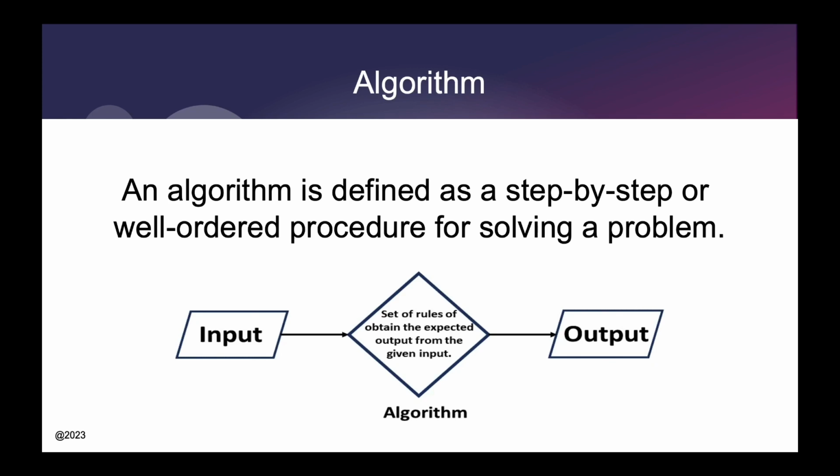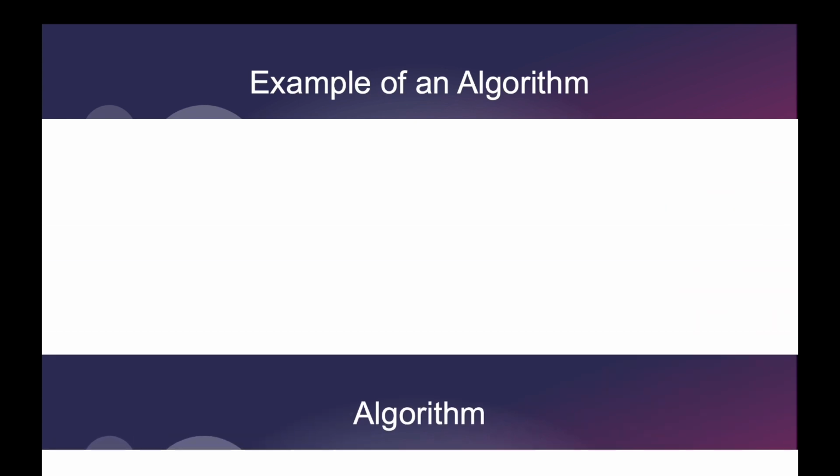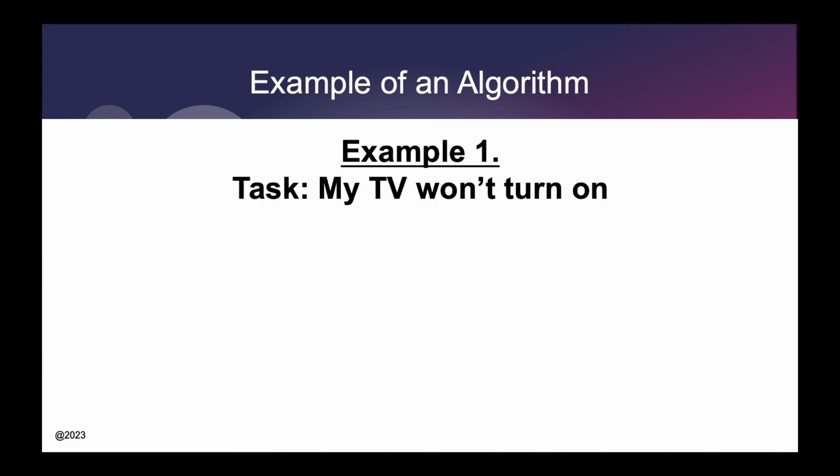Okay, now let's quickly take an example so that you understand the algorithm for real. Our first example is this. The task, or the problem, is: my TV won't turn on. So I need to fix it. That is the problem I am encountering. So what is the first thing that comes to my mind? The first thing is I have to start from a certain place.